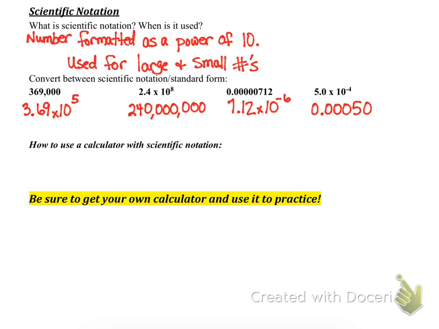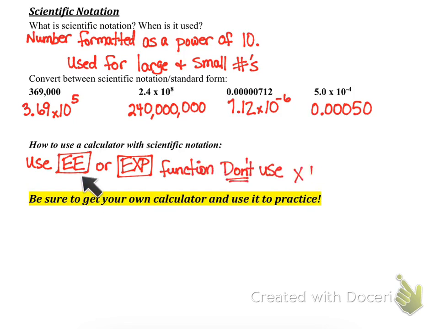How to use a calculator with scientific notation. What you're going to want to do is use, depending on what calculator brand you have, a button that's the EE button or the EXP button to put your number in scientific notation. I will go over this in a Zoom session, in a Zoom meeting. I'll have everyone make sure that you have your calculators and we'll do them all together.